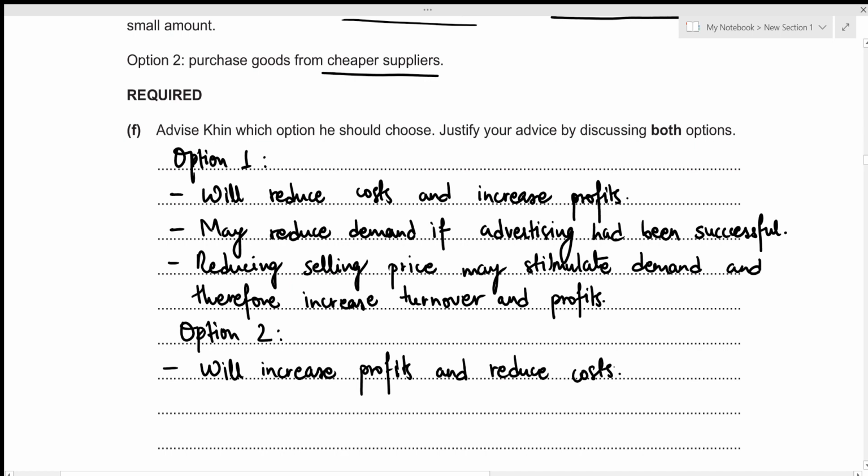But since we're talking about a cheaper supplier, maybe the goods can be of poorer quality, which could reduce demand as well as the profits. Let's write it down. May reduce demand and profits if goods are of poorer quality.